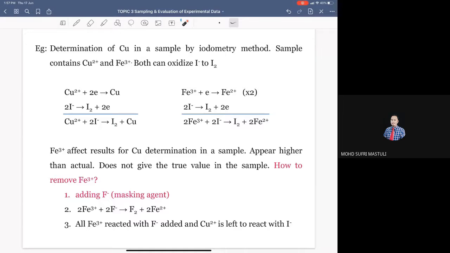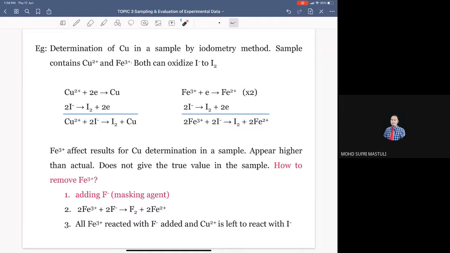For example, during determination of copper in a sample using the iodometry method, meaning that we apply iodine during the analysis, the sample may also have copper ions and iron, Fe3+. The iron(III) has a tendency to oxidize iodide to iodine.